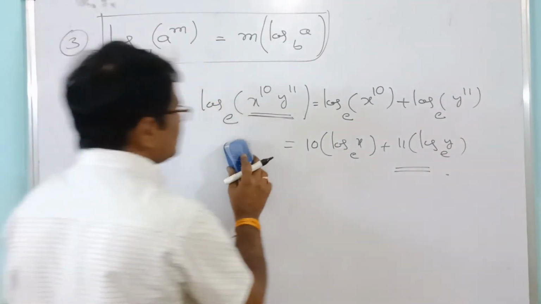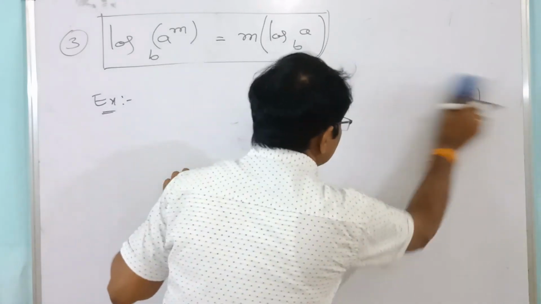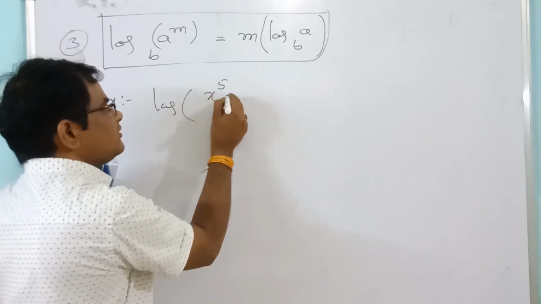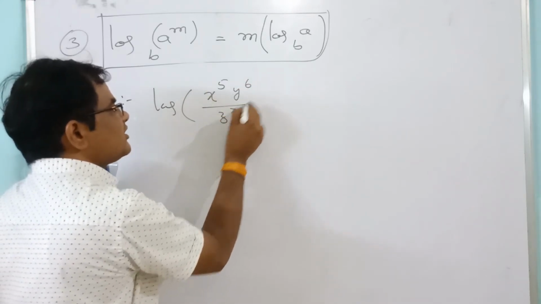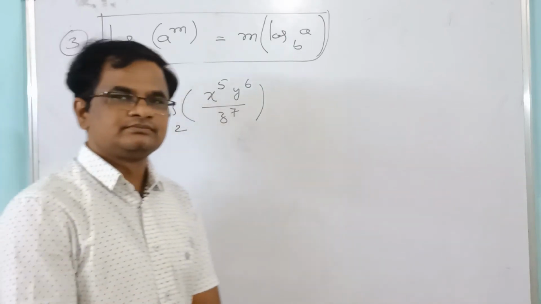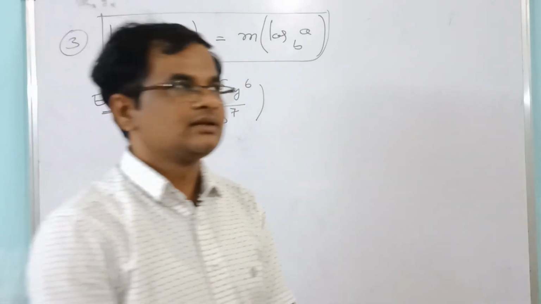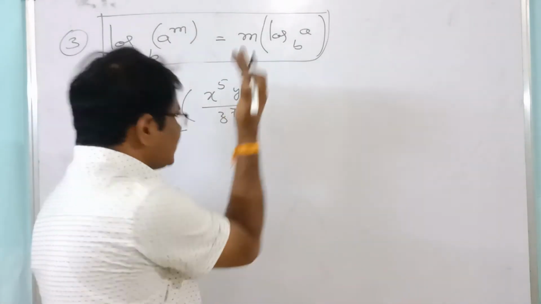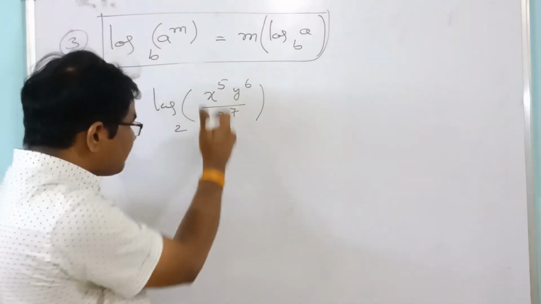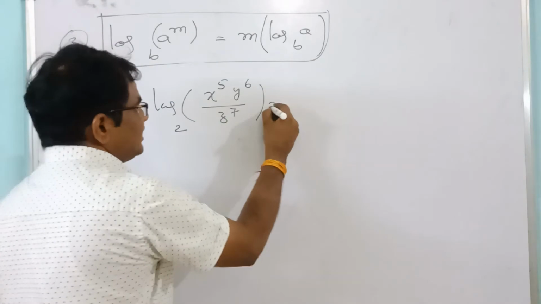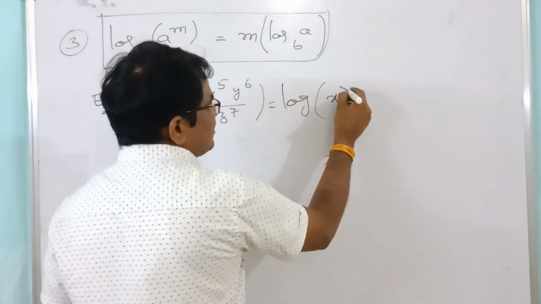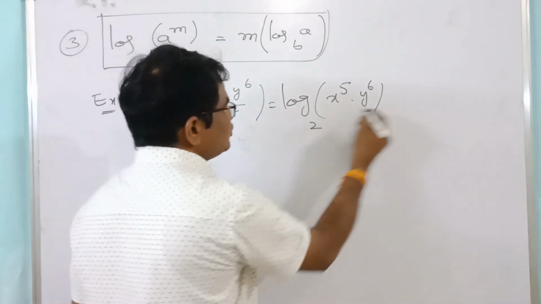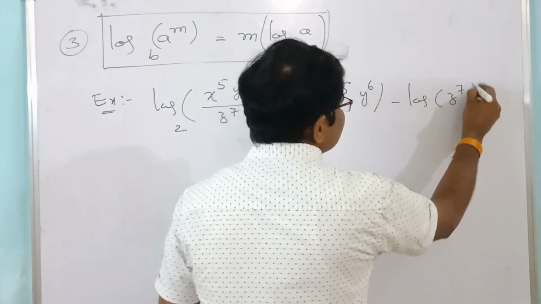Next, one more. Suppose they give log of x to the power of 5, y to the power of 6, z to the power of 7 to the base 2. How to do? See, first, what is the idea? It is in the form of m by n, log m by n. Second property we have to apply. What is that? Log of x to the power of 5 into y to the power of 6, and for the division we take minus, to the base 2, minus log of z to the power of 7 to the base 2.